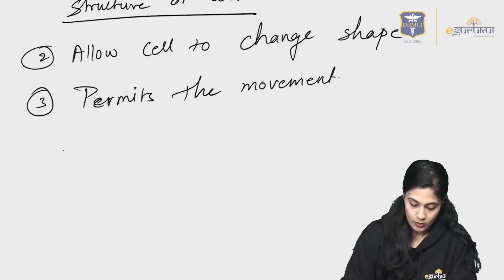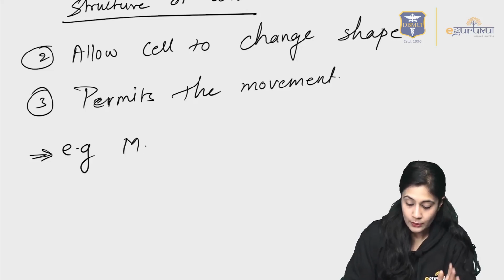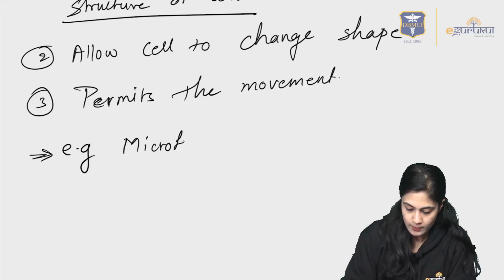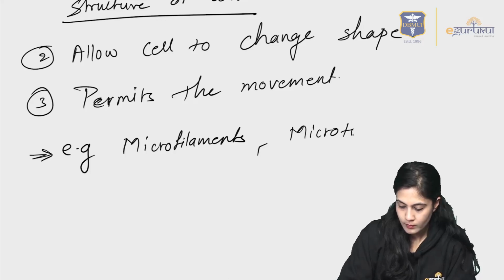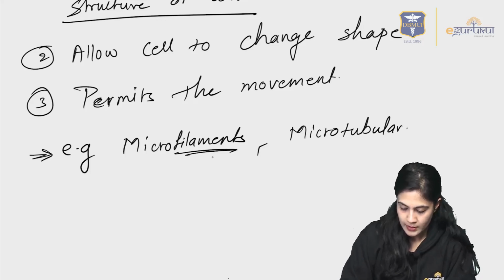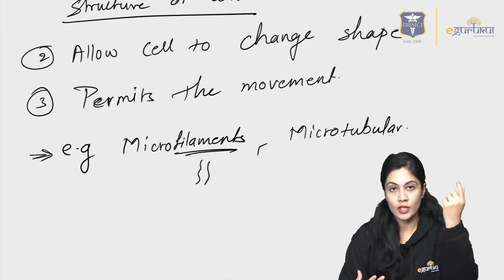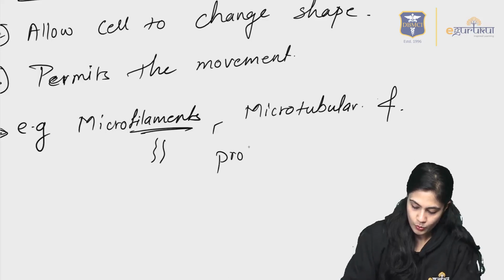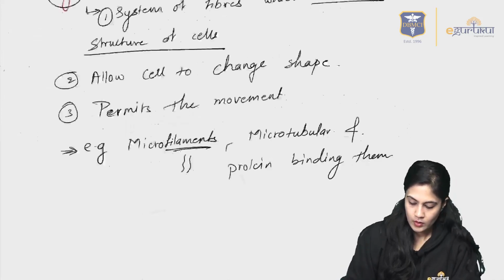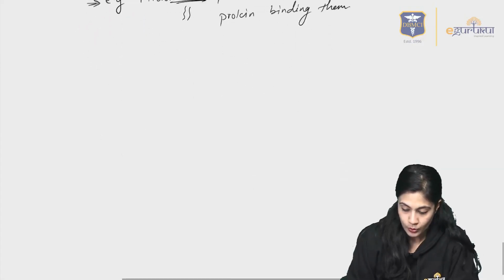So what are the components of the cytoskeletal system? The cytoskeleton of the cell is made of microfilaments and microtubules. Filaments means they are thread-like structures, that's why they are known as microfilaments, while microtubules are the tubular structures, right? And the last thing is the proteins binding them. So this is all about the cytoskeleton. This can be asked as a 2 marks question only, that's why I am not going into detail.